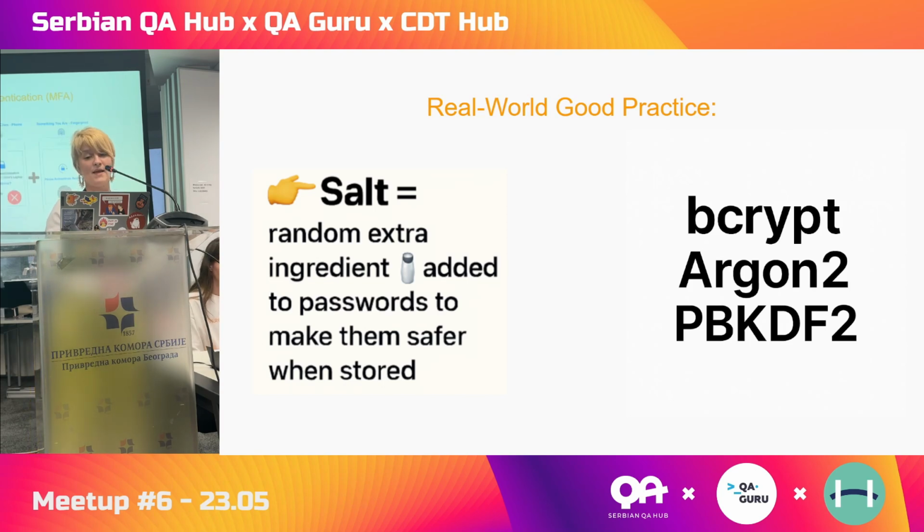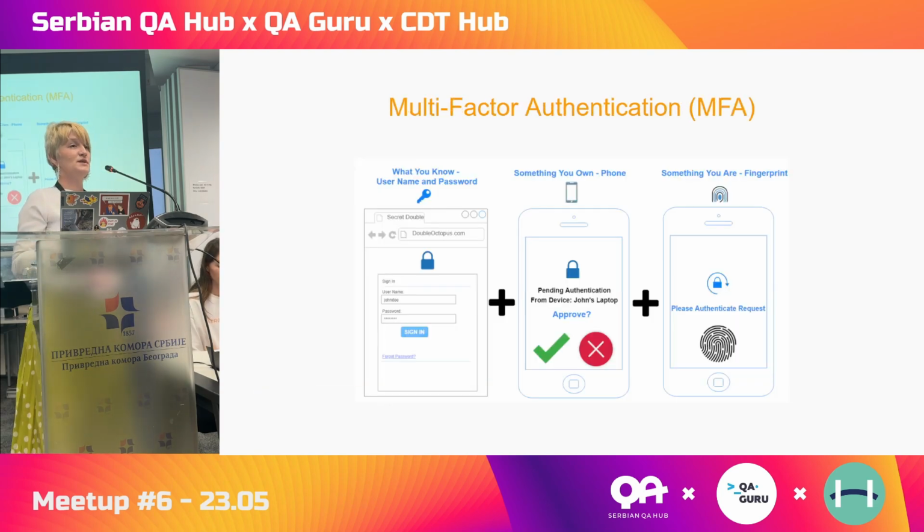And multi-factor authentication. This is not anything new, everybody is aware of this, but there is something that we know, as a password, something that we have, as a phone for a token, and something that we are, for example, a fingerprint. How can we test MFA?